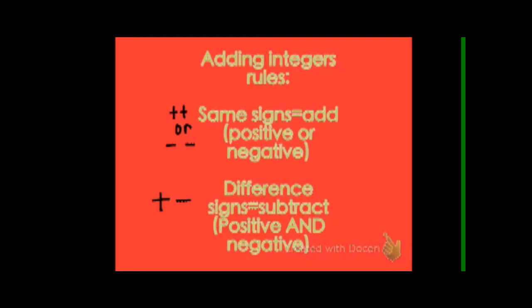So here are the rules. If the numbers have the same signs, you add them. So they could be both positive or both of them could be negative. So you add them. And then if they have different signs, like one number is positive and the other is negative, you subtract them.